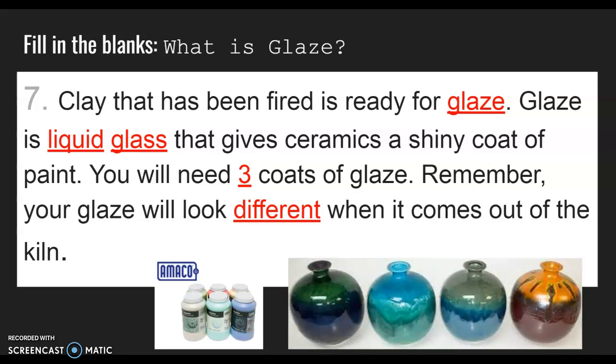So liquid glass sounds scary, but it's going to go on just like paint, but it won't look anything close to what it looks like when it comes out of the kiln. So don't get so fixated on what it looks like in the little paint palettes that y'all will be getting. It's going to be completely different, but it's called glaze. It's not paint. It's called glaze.